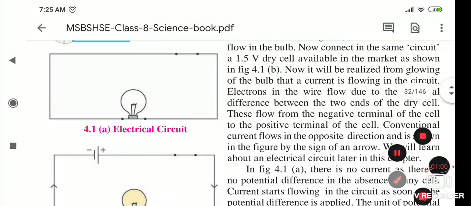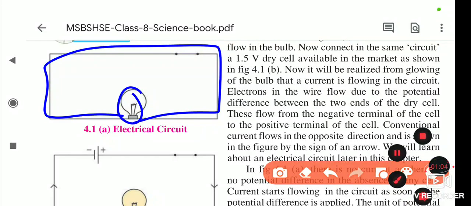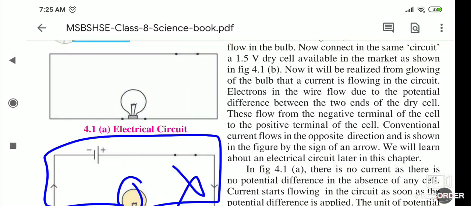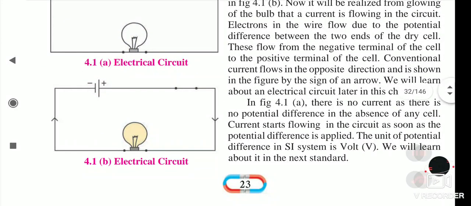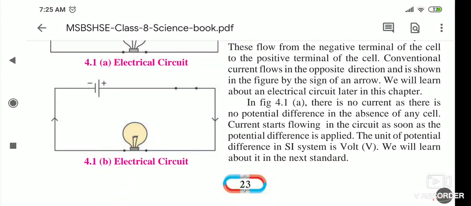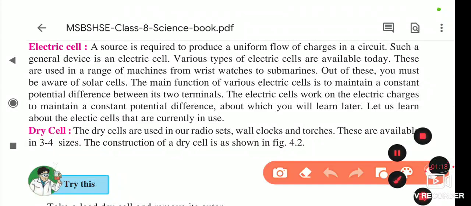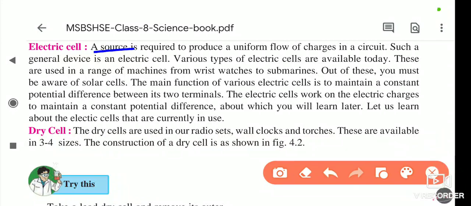And in this circuit there is no source, only a bulb, so electricity is not produced here. But in this circuit, when we join a battery, electricity is produced. So such a source is required. In the above figure the battery is the source, and because of it a uniform flow of charges takes place in the circuit.